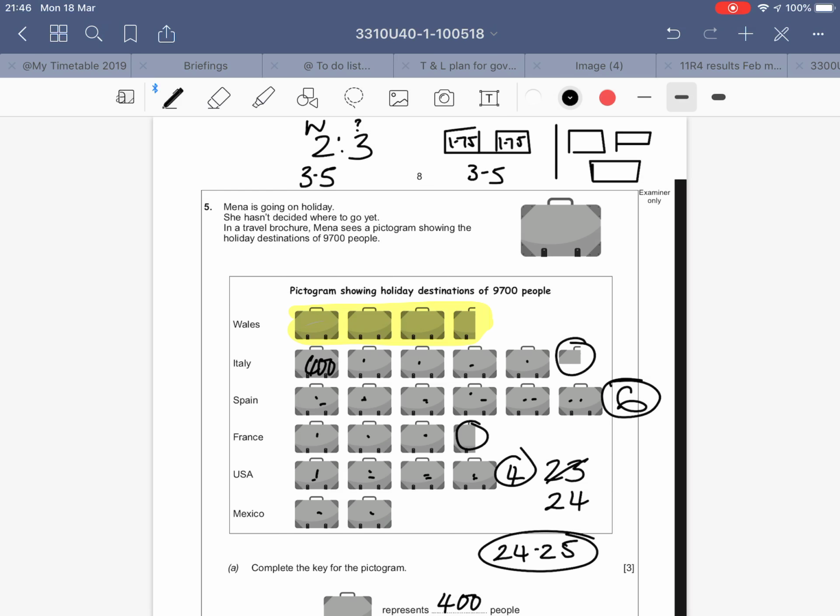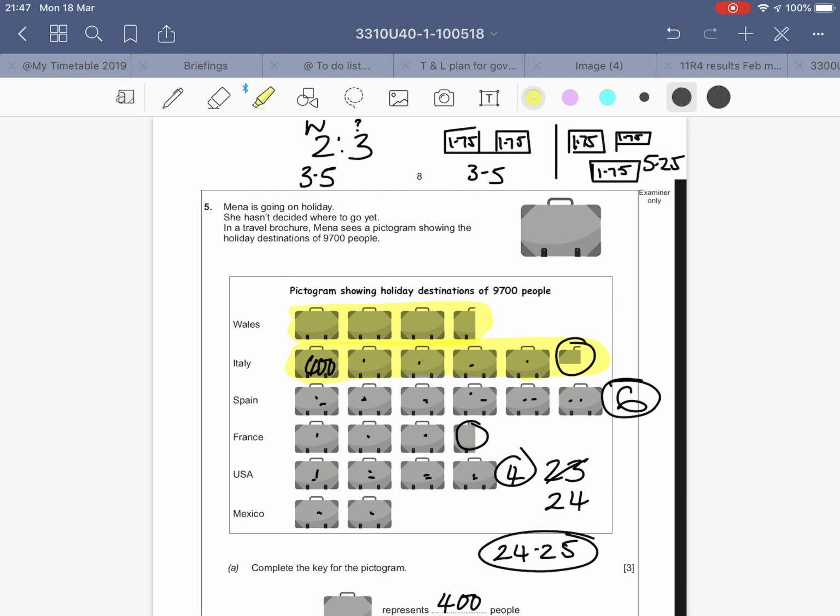But for the other country, they've got 3 boxes. So each one of their boxes is also worth 1.75. And they've got 3 of them. 1.75 times 3. We're looking for a country that's got 5.25 boxes.